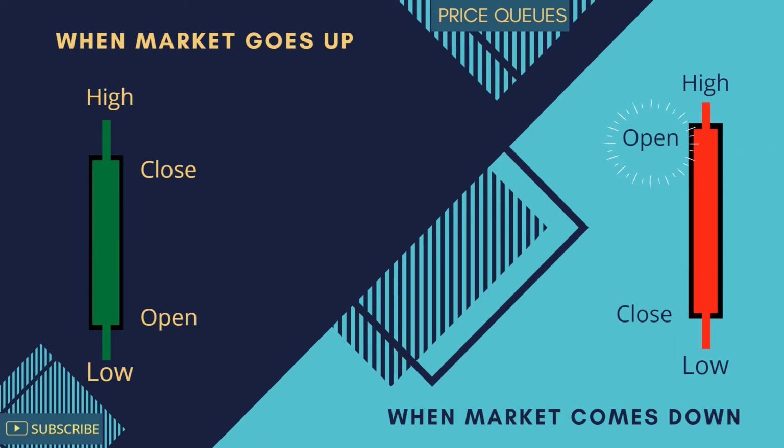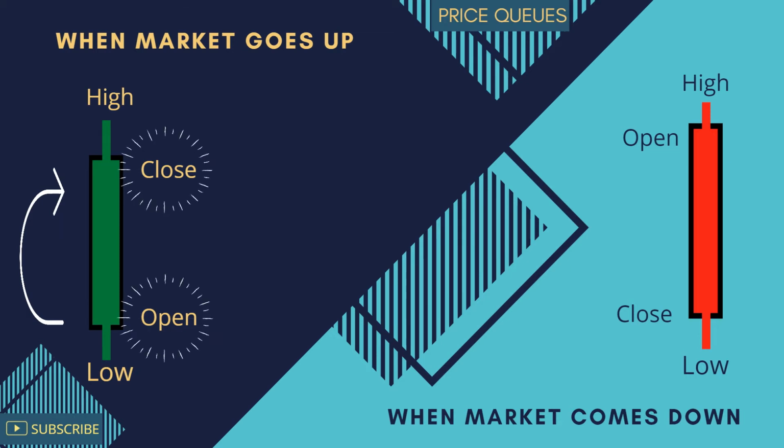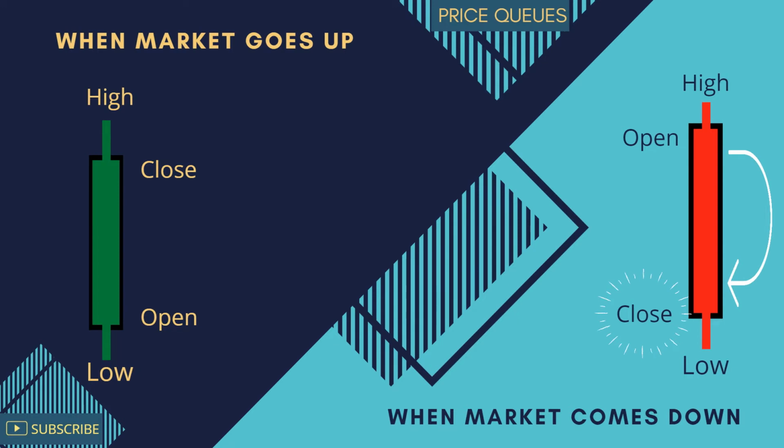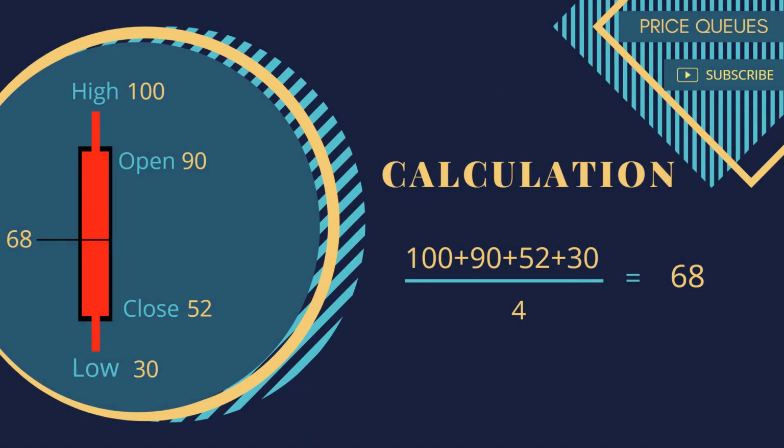I hope you've understood what the basic high, low, open and close of a candle is. Just to sum it up, if the market is going up, the open will be below the close, and if the market is coming down, the close will be below the open. Now the reason that we understood what the high, low, open and close of a candle is, is so that we can calculate the mean of each and every candle. Calculating the mean is what is going to help us execute the pro style entries in the market.